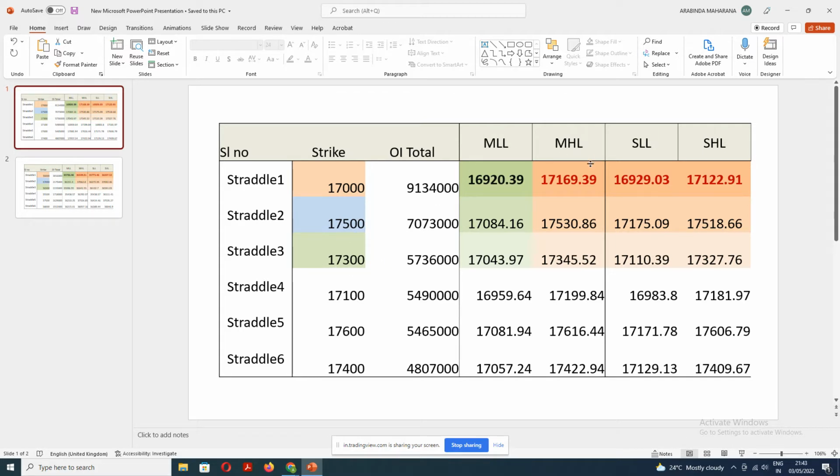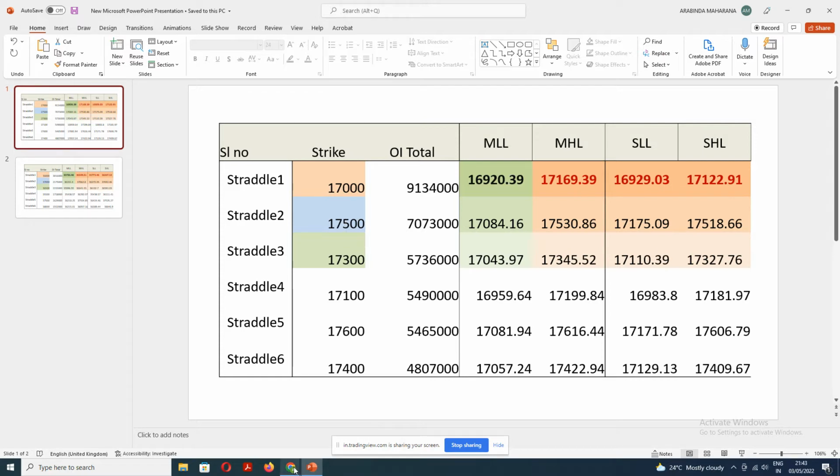So these are the corresponding main resistance and support values that we are also providing on our website page. You can go for that. These are the secondary values. So the first straddle is here at 17,000, the second straddle 17,500 and 17,300. But in reality, the main game happens between straddle 1 and straddle 2.